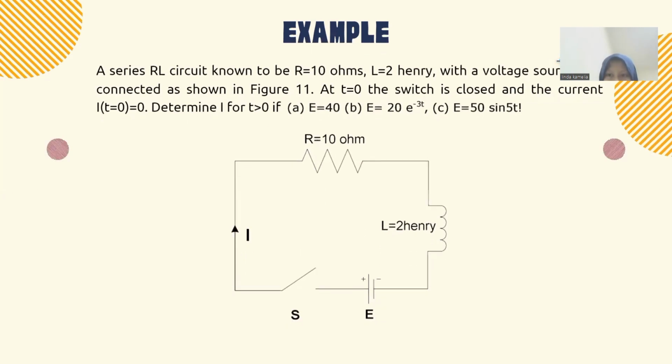For example, a series RL circuit is known to have R equals 10 ohms and L equals 2 henrys, with a voltage source E connected as shown in the figure. At t equals 0, the switch is closed and the current I(0) equals 0. Determine I for t greater than 0 if a, E equals 40; b, E equals 20 e to the power minus 3t; c, E equals 50 sin 50t.